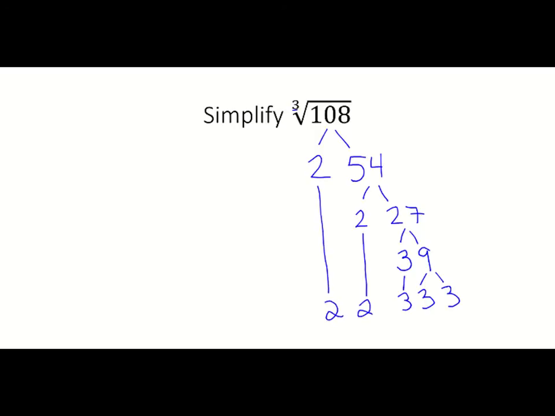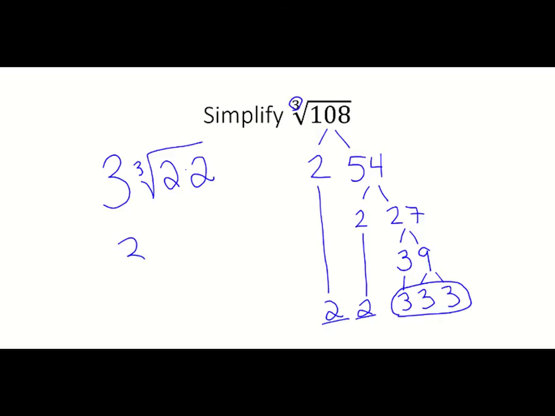Now, since this is a cube root, we're looking for 3 of the same number. I have 3 3's and 2 2's left over. So not enough to make a cube with the 2's. So the 2's need to stay on the inside. The 3 is going to go on the outside. So cube root, I have 2 2's left over on the inside. Remember, whenever there's more than one thing, we want to multiply those together. So this would be 3 cube root, 2 times 2 is 4.